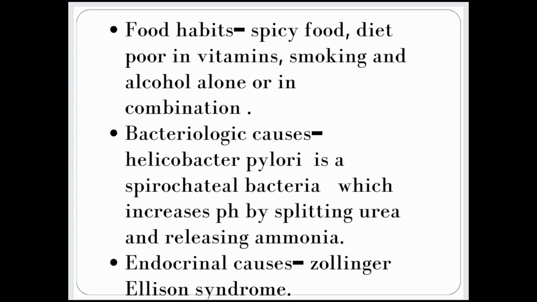Next, food habits: spicy food, diet poor in vitamins, smoking, and alcohol alone or in combination. So if someone smokes or consumes alcohol and takes extremely spicy food, with a diet poor in vitamins, they are prone to PUD. Bacteriologic causes: Helicobacter pylori is a spirochetal bacterium which increases pH by splitting urea and releasing ammonia. So if Helicobacter pylori is too much in your stomach, or endocrinal causes like Zollinger-Ellison syndrome.